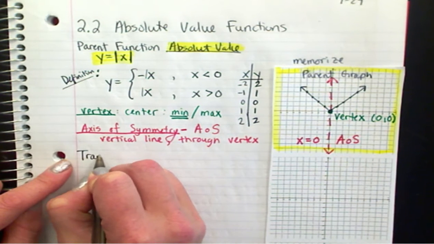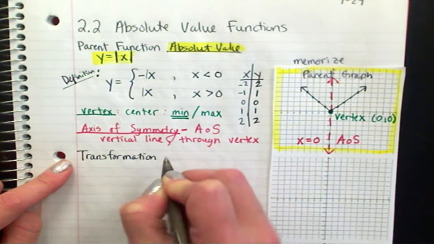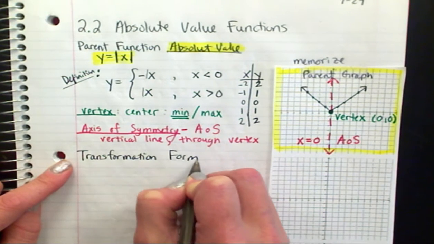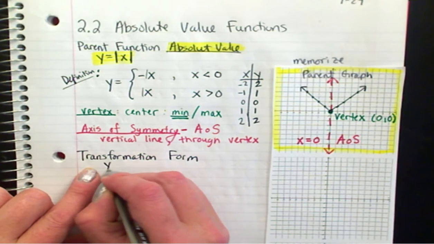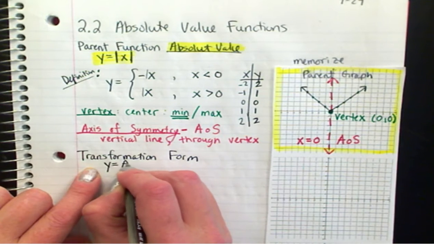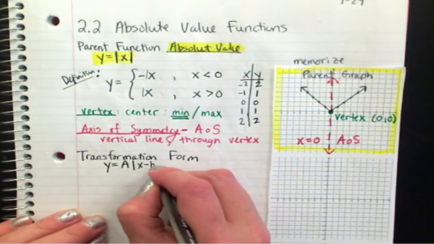Transformation form. Because we graph by transformations, we have to use the letters A, H, and K, just like we did in the previous lesson. Okay, so our transformation form, I'm using capital A, lowercase looks like a 9.